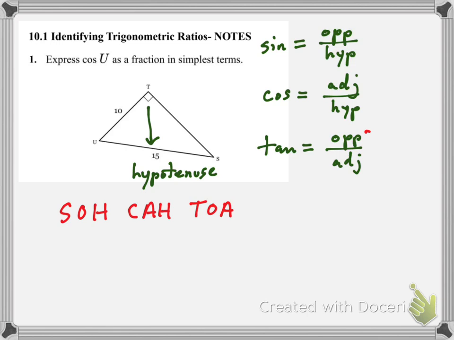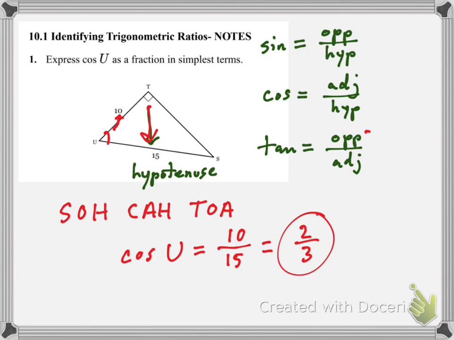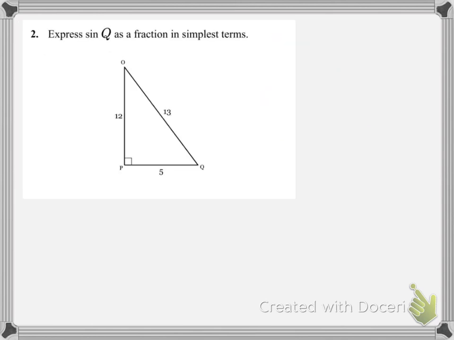So it says express cosine u as a fraction in simplest terms. So cosine u equals, well, cosine is adjacent over hypotenuse. Well, the hypotenuse is always across from the right angle. So the number on the bottom is 15. Now, adjacent, here's angle u. Adjacent would be right next to, so that's 10. 10/15 in lowest terms is 2/3. Now, you can put 10 over 15 in your calculator, and it'll tell you the fraction. It'll reduce it to the lowest terms for you.